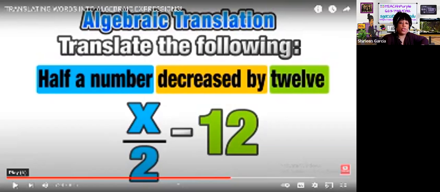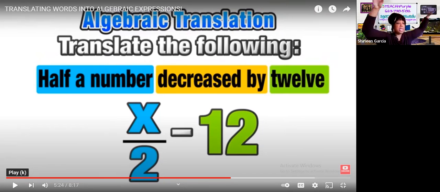So you tried to divide the 12 by 2, and you put 6. But remember, we're just translating from words to numbers or variables or terms, okay? We're not solving, there's no equal sign. We're not solving anything. So there's no math. You're just translating it from English to math, or words to numbers. That's all you're doing for algebraic translation, okay?